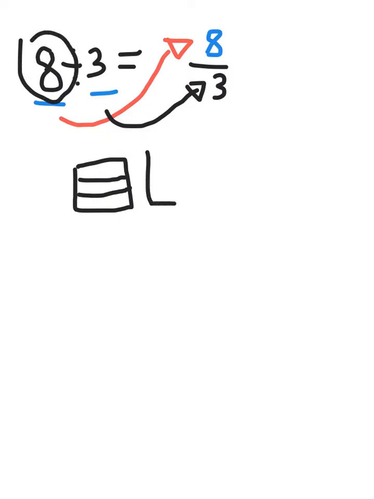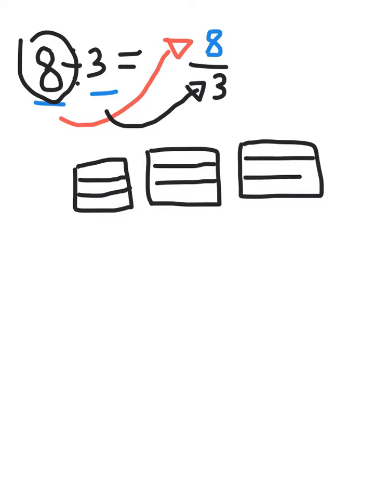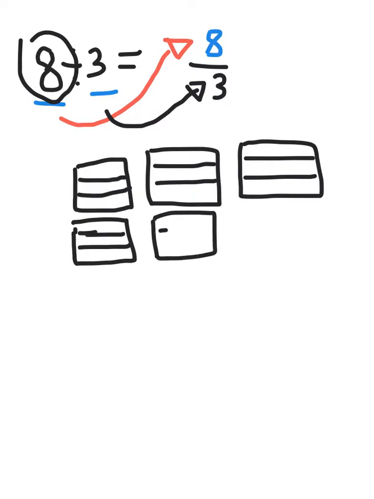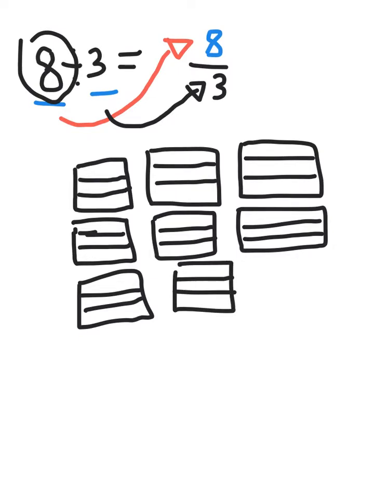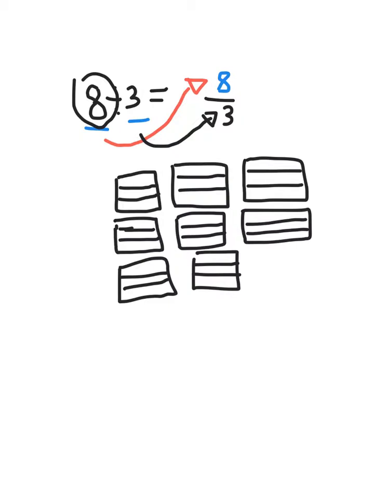8. So we have 1, 2, 3, 4, 5, 6, 7, and 8. Okay, so these are split into 3s, and we have 8 boxes.